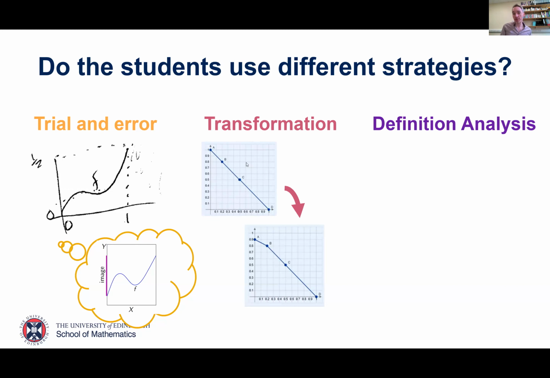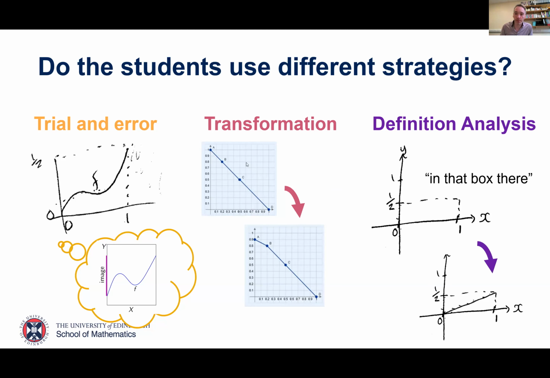And then the most sophisticated strategy is to start with the definitions of things and figure out what they mean. So for the very first task, the fact that it's a function from [0, 1] to [0, 1], and its image is [0, 1/2], the student we saw in the interview concluded that it has to be in this box here, and now I just need to draw in anything. And so that's what they did.